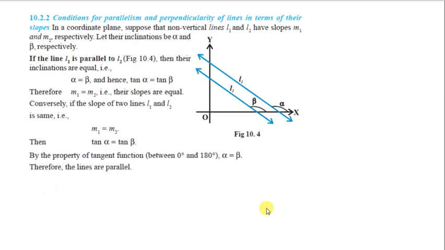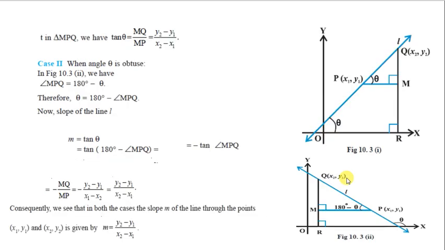Now next one is, here this MP is x1 minus x2, right? The value of MP was x1 minus x2.